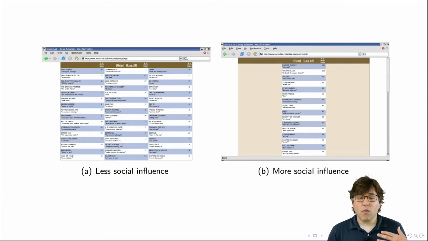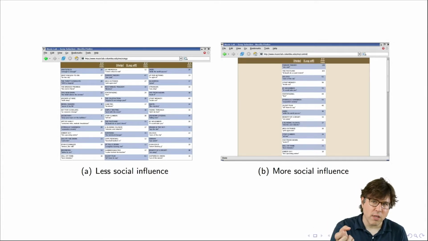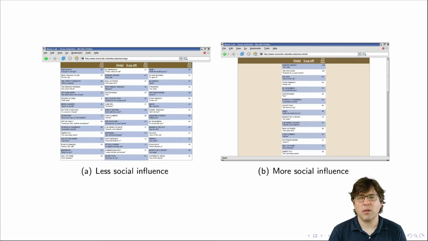So overall we ran 4 experiments. I'm just going to talk about the first 2 in this video. The one on the left, less social influence, that's the one you've seen before. This was the first experiment we ran. Then in the second experiment, we wanted to see if we increase the amount of social influence at the individual level, will that have the predicted results at the aggregate level? That is, if we increase the amount of social influence, do we see more inequality and more unpredictability?